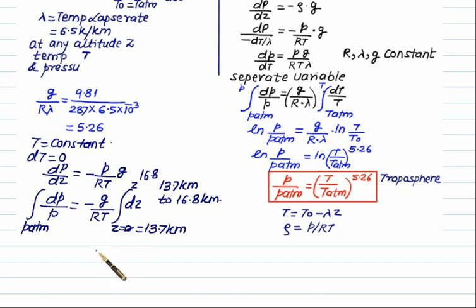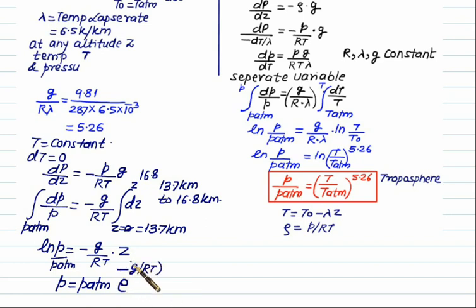So this value will be the same as ln of P. You will get this value as minus g by RT times ln of P divided by P atmospheric, and this time I will simply write it equal to z without bothering about the limits. So what I get here is P equal to P atmospheric, and after eliminating ln, the entire term becomes e to the power minus g by RT multiplied by z. So what is this law? This one is an exponential distribution, because we have the e term here and it is a negative exponential.